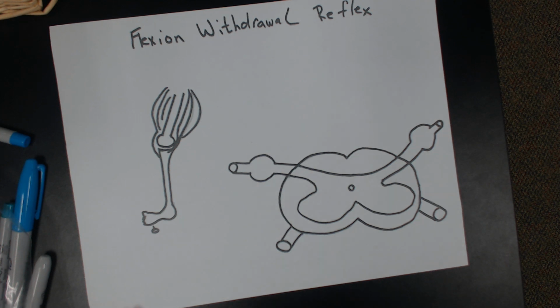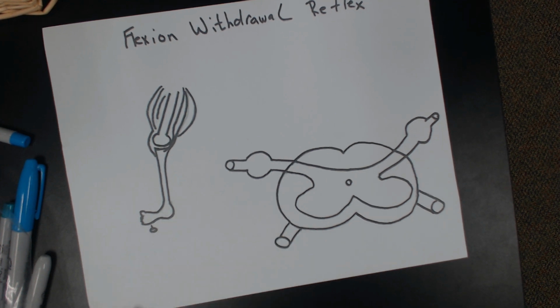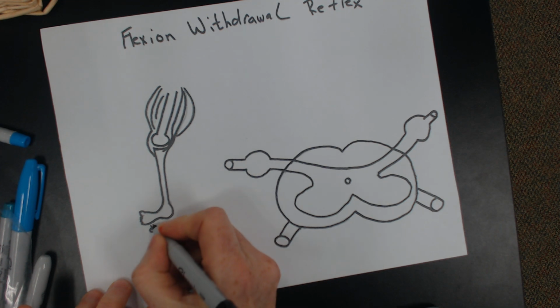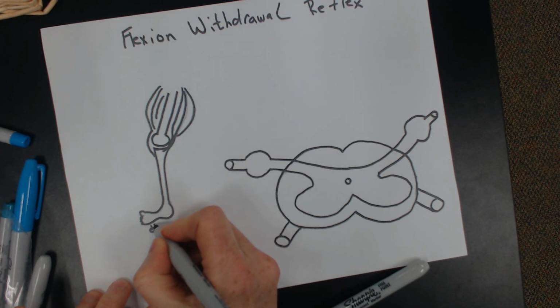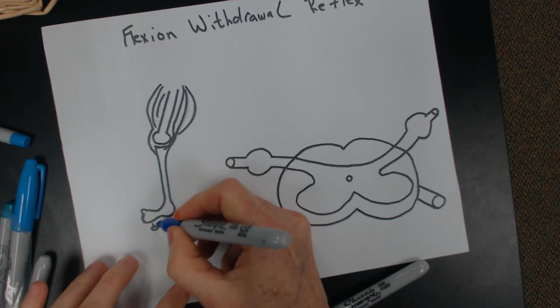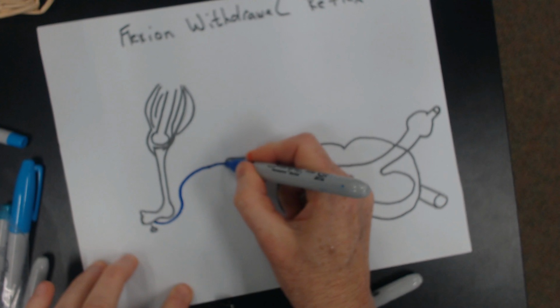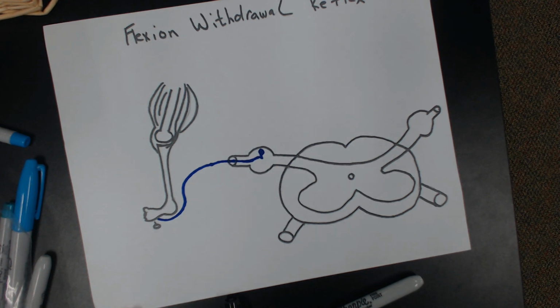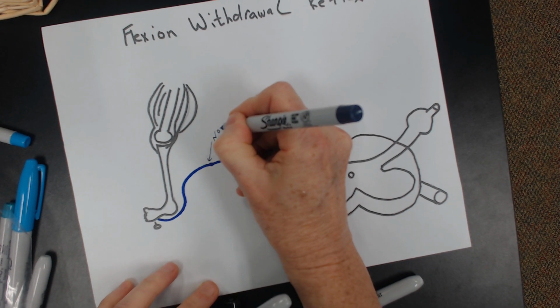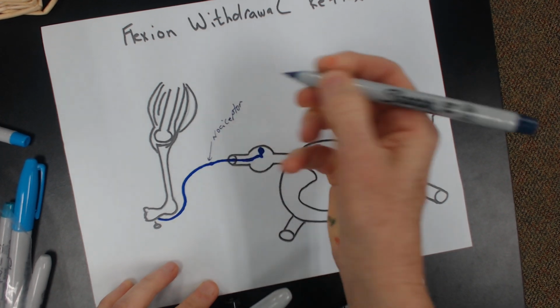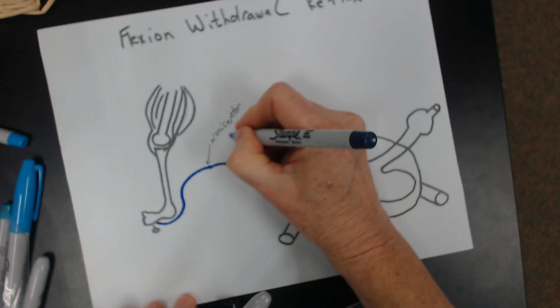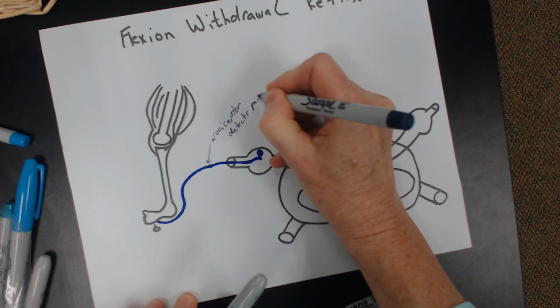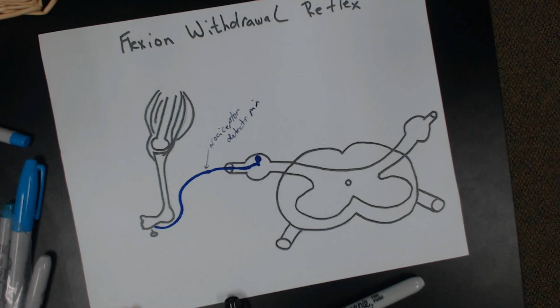So the flexion withdrawal reflex, the tack is detected by something special called a nociceptor. Okay. You've heard that word? Good. It's detected by a nociceptor. So let's go ahead and put that here. Nociceptor means it's just a special receptor for detecting pain. Let me put that, detects pain. So you step on a tack.